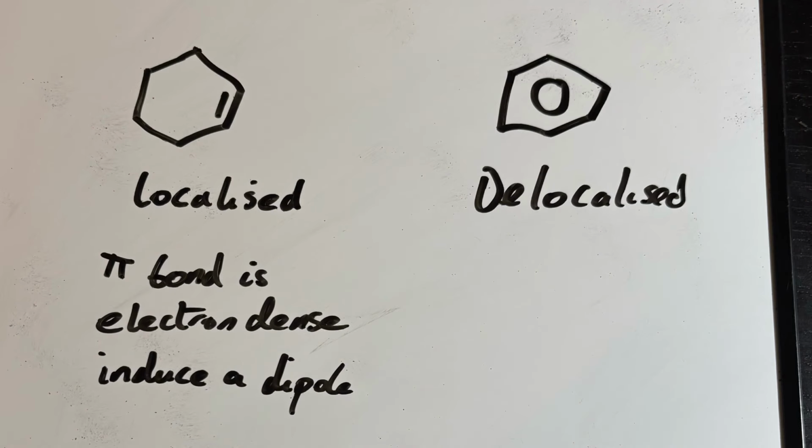Like I said earlier, benzene is delocalized, whereas a double bond is localized, and the pi bond in it is very electron dense, and this means that it's very reactive.